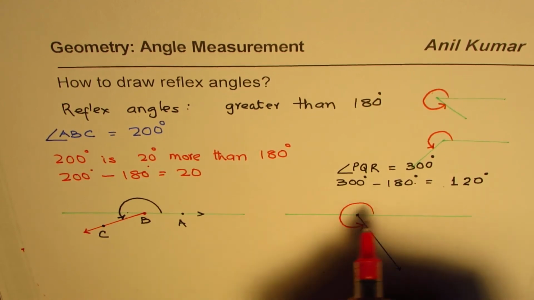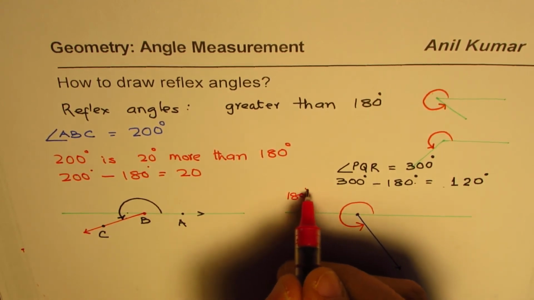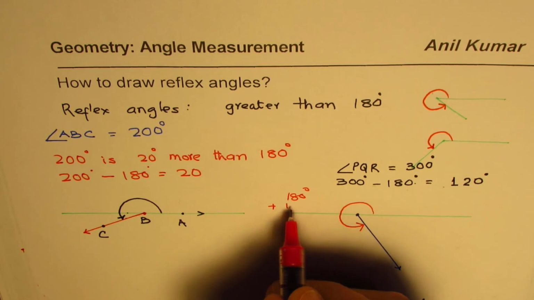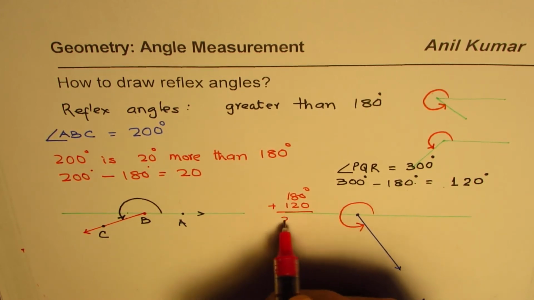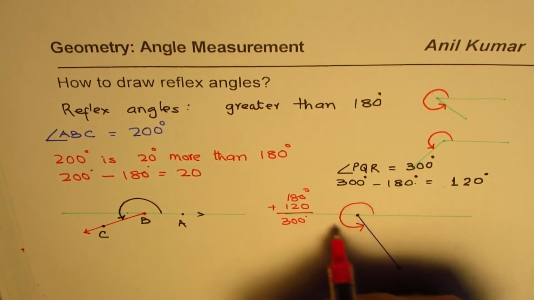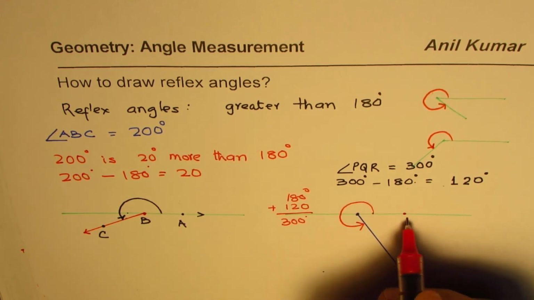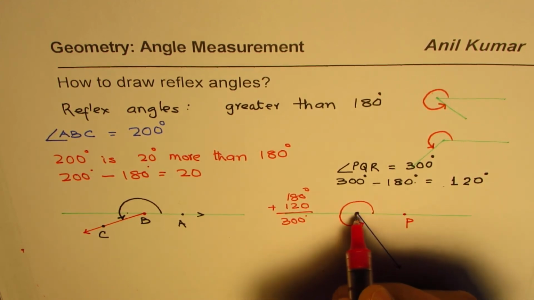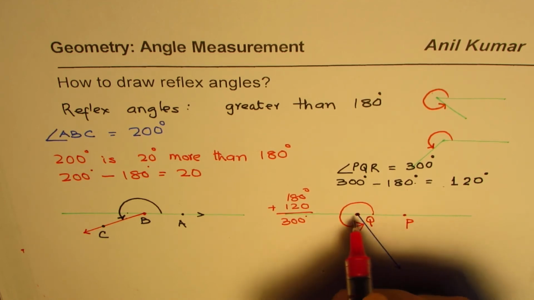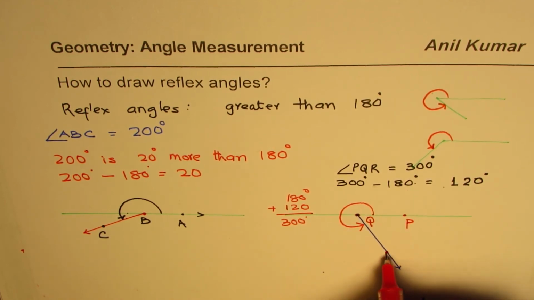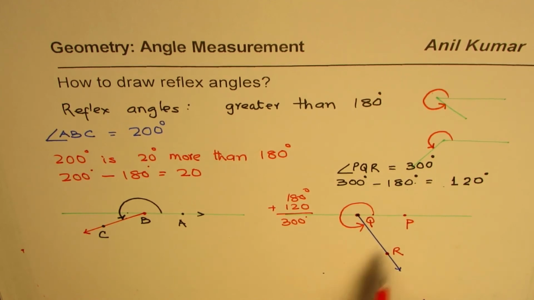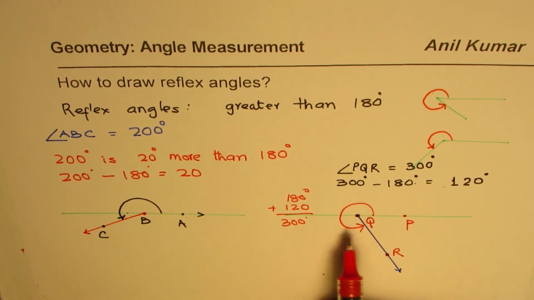This angle is 180 degrees plus 120 degrees, and that gives you 300 degrees, correct? So this angle is the angle PQR. So we can take a point P here. Q will be right there at the vertex, and QR will be on the terminal arm. So this angle PQR is 300 degrees, right?